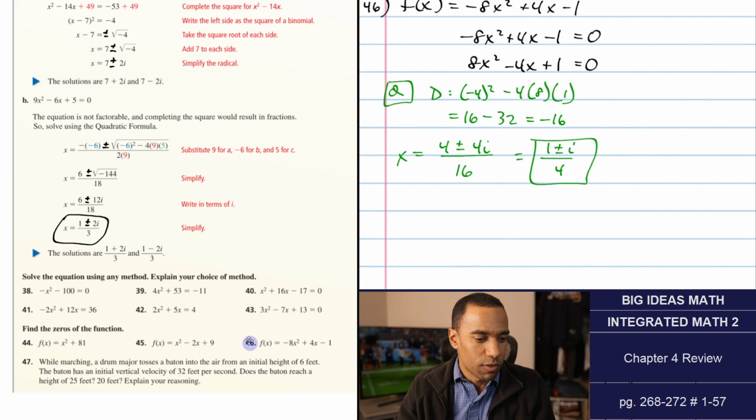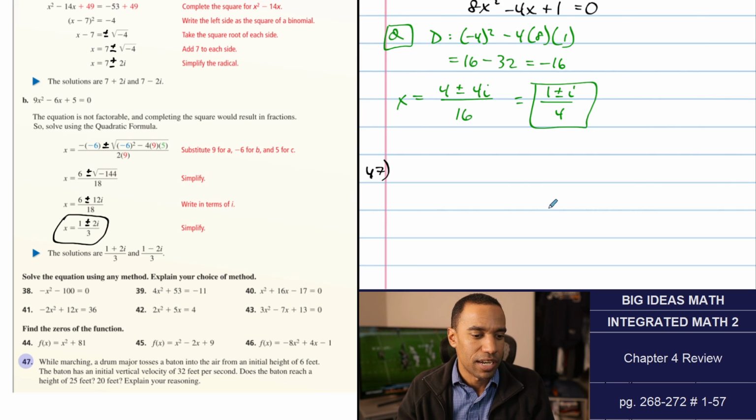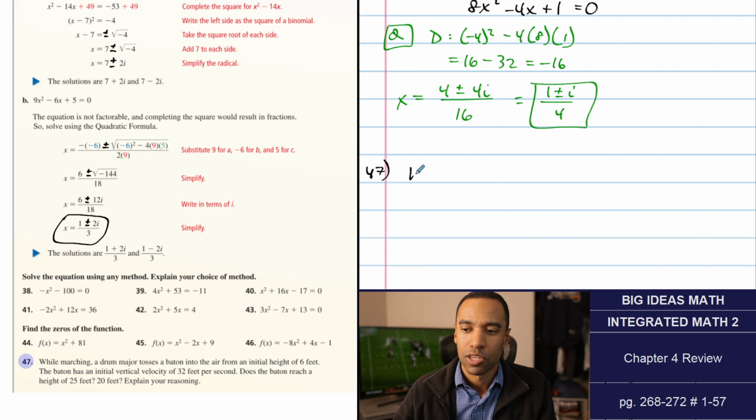Okay, number 47, word problem. While marching, a drum major tosses a baton into the air from an initial height of 6 feet. Let's write this. The baton has an initial vertical velocity of 32 feet per second. Does the baton reach a height of 25 feet? 20 feet? Explain your reasoning. So I'm going to make an equation out of this, some h of t. h of t equals, we're going to have gravity take hold.